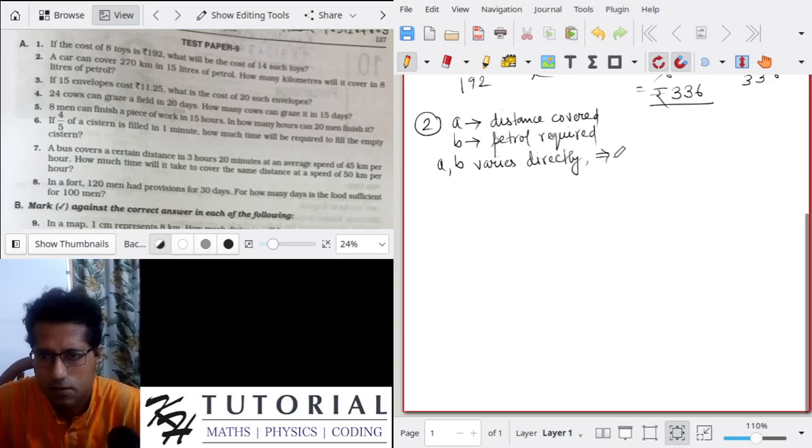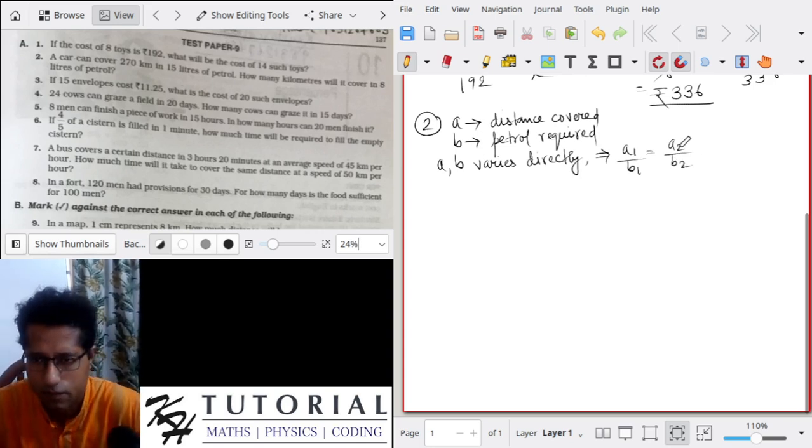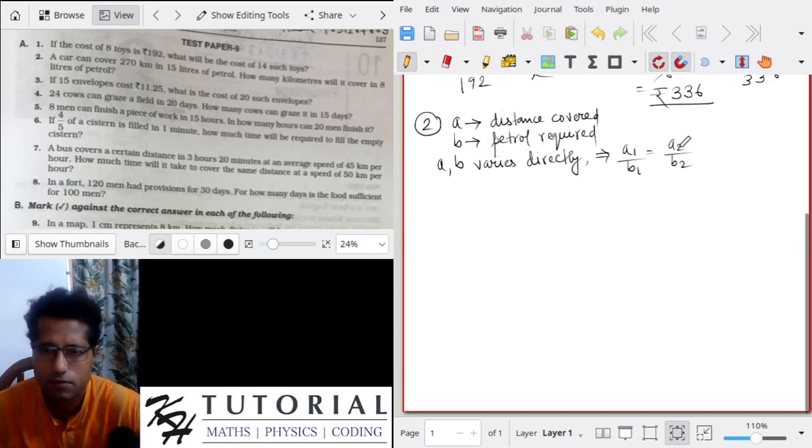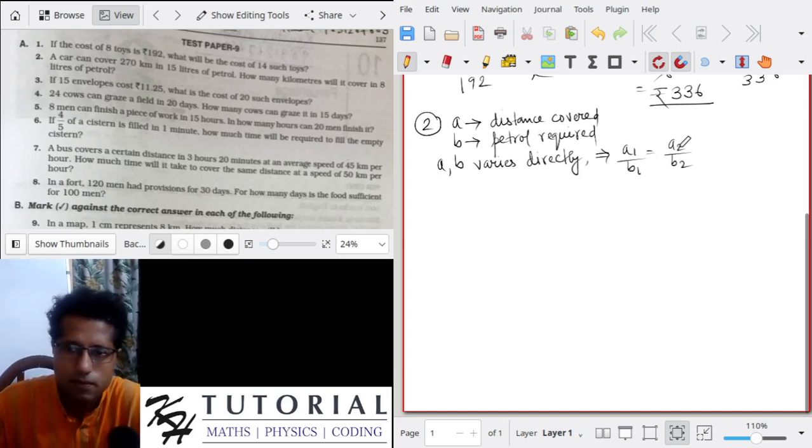This implies that A1 by B1 will be equal to A2 by B2. Please note that whenever I write A1 by B1 equals A2 by B2, it means that for any value of A and B, the ratio A by B will be constant. So if A1 and B1 are values of the quantities A and B, and A2 and B2 are other values of the quantities A and B, then the ratio will be the same. That is, A1 by B1 will be equal to A2 by B2.